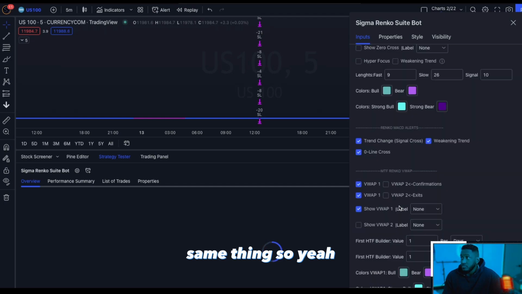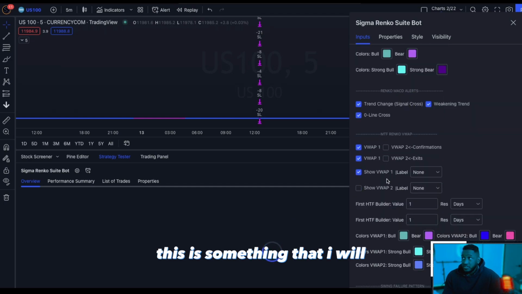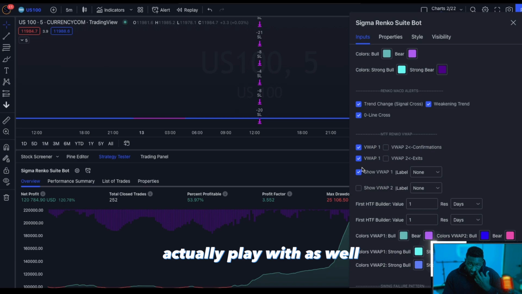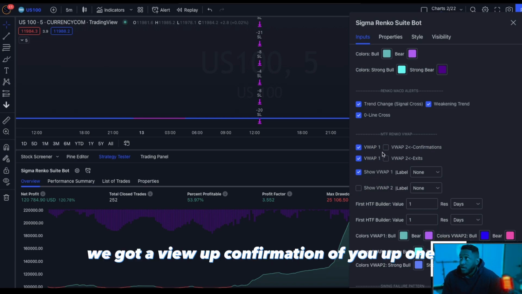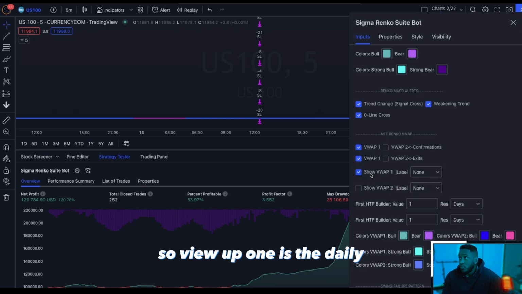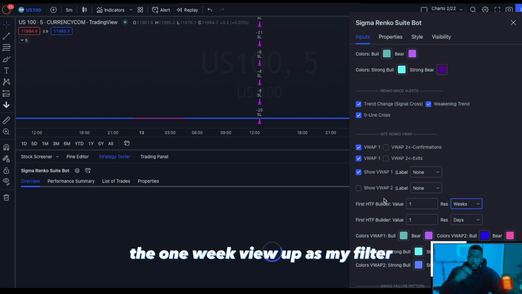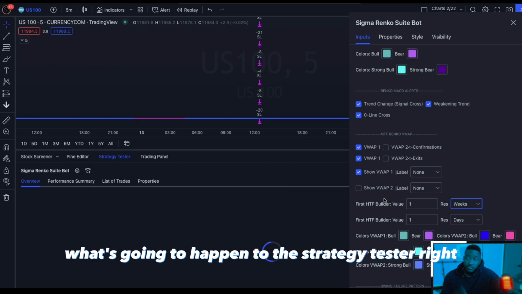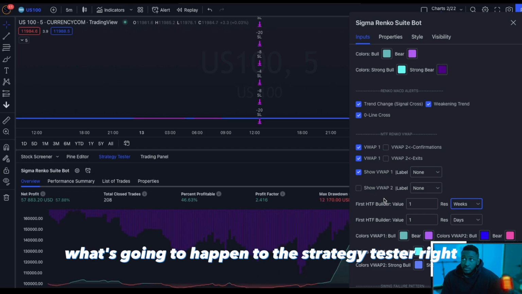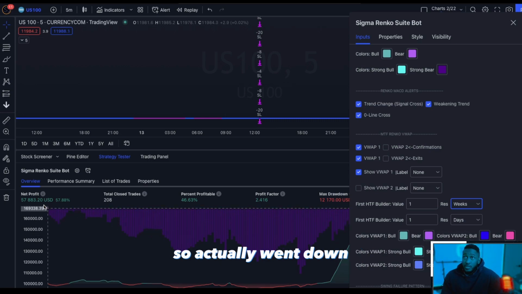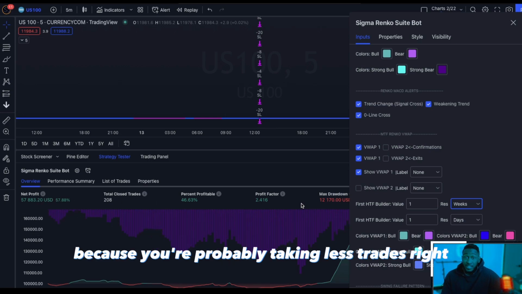So yeah, we have our VWAP. This is something that I will actually play with as well. For example, we got a VWAP confirmation, VWAP 1. VWAP 1 is the daily. So maybe if I change it to the 1 week VWAP as my filter, what's going to happen to the strategy tester, right? So it actually went down because you're probably taking fewer trades, right?